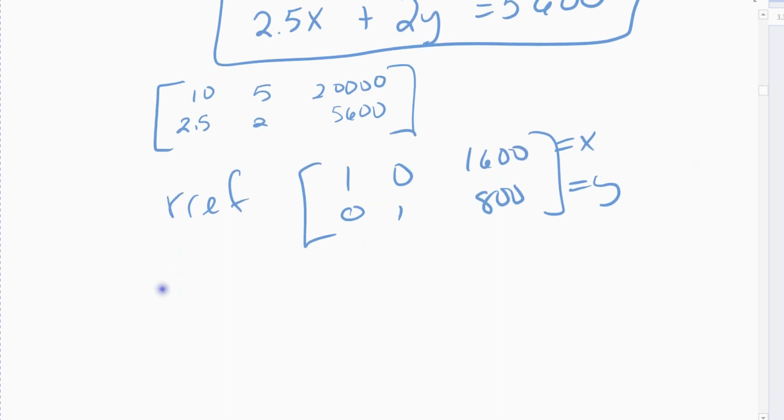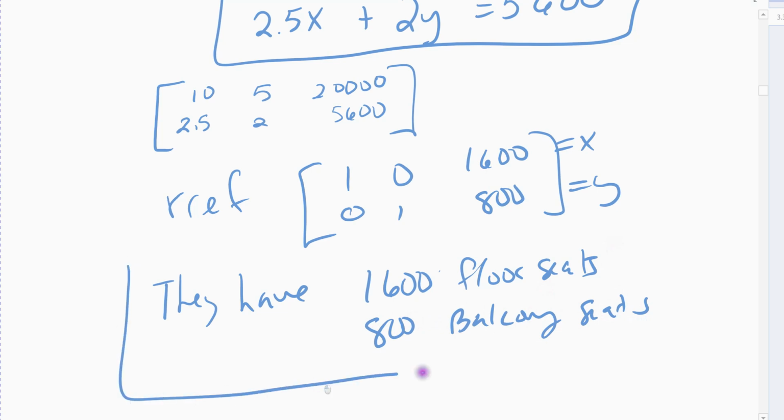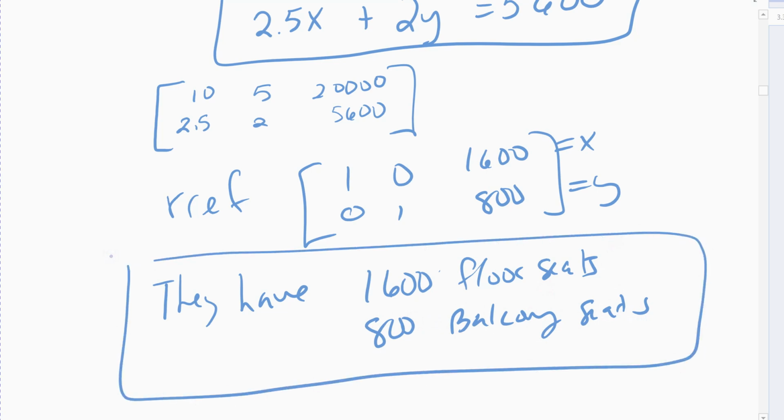And they asked for both of them. So remember, the X value is the floor seats, so they have 1,600 floor seats and 800 balcony. And that's the answer. That finishes up page 2. So, like I said, I'm going to go by 2 pages. And so we'll stop there and pick it up on the next one. I believe we'll start doing 3 variables in the next page of notes.